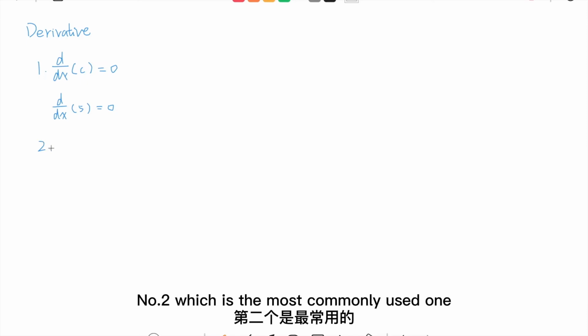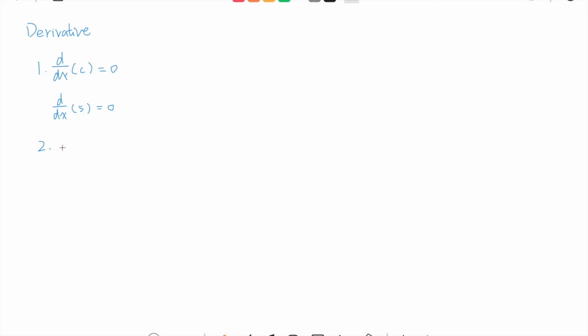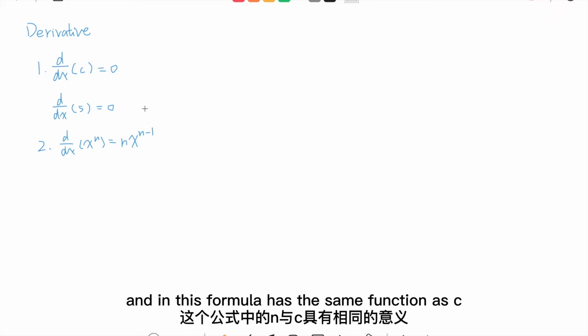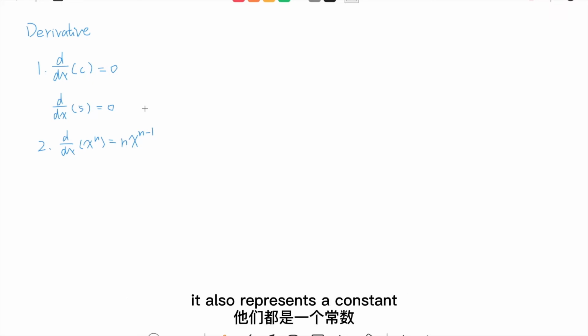Number 2, which is the most commonly used one: d/dx of x to the n equals n times x to the n minus 1. N in this formula has the same function as c. It also represents a constant.